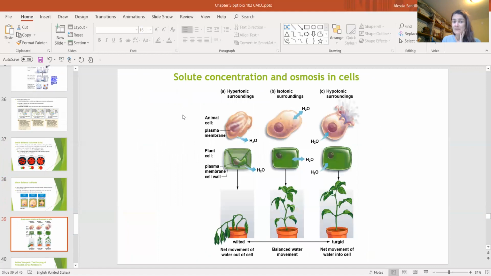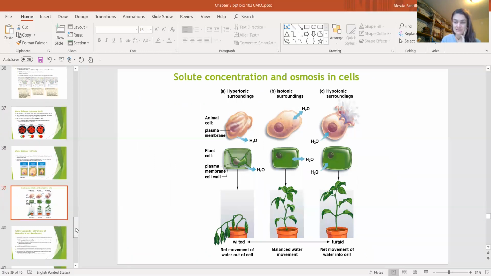Okay, so this is what happens with different solute concentrations, different tonicities: hyper, hypo, isotonic solutions. Between an animal cell and a plant cell, you need to know both, okay? So animal cells blow up in hypotonic solutions. Plant cells just swell up and are happy. They're actually the happiest in that solution.